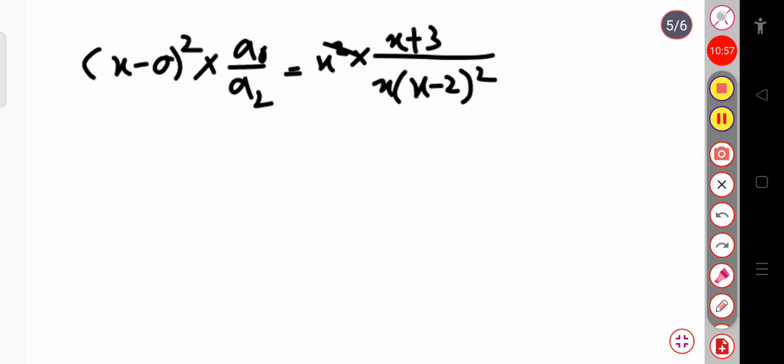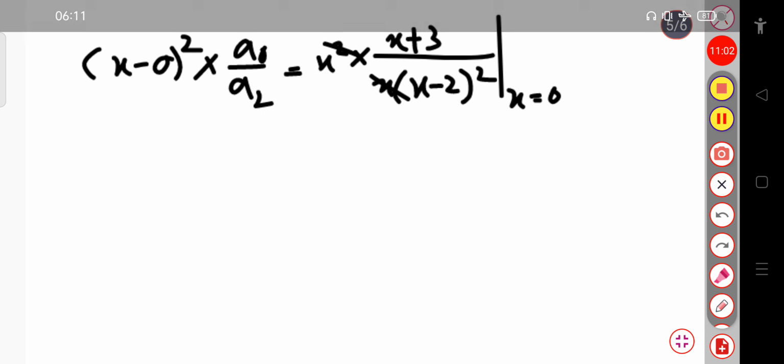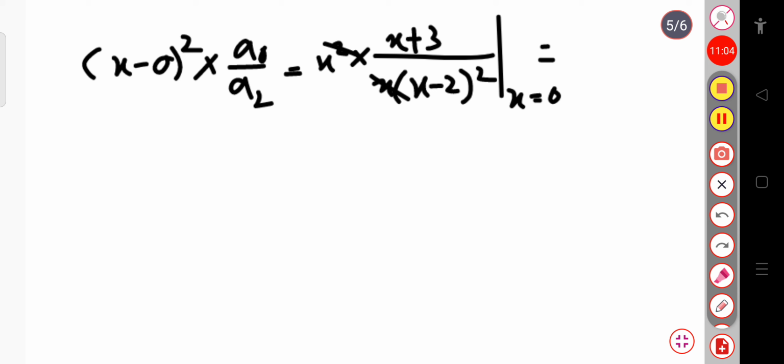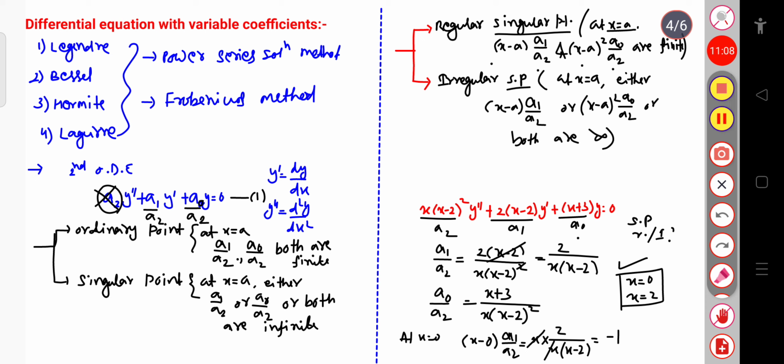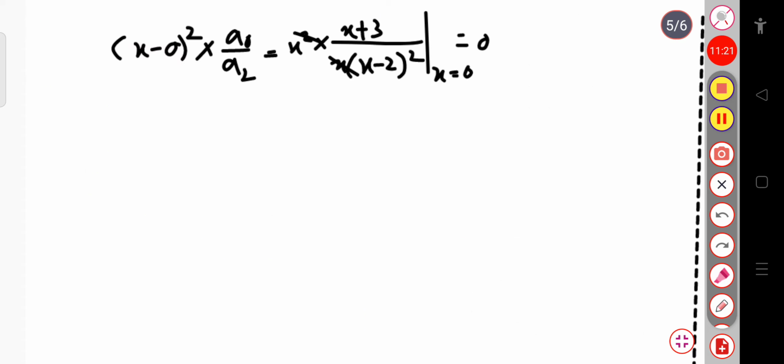One x will get cancelled with this x. If I put x equal to 0, then this value goes to 0 because it is x into something. So you can see from this expression, at x equal to 0, x minus 0 into a1 by a2 equals minus 1, and x minus 0 whole square into a0 by a2 is 0. So both are finite.